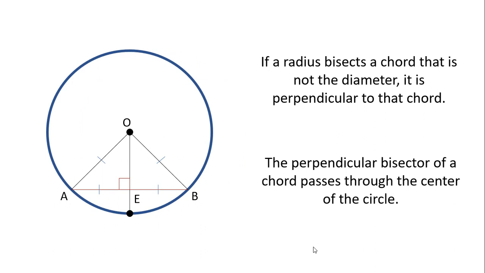And with that knowledge, we can also say that if the radius bisects a chord that is not the diameter, it is perpendicular to the chord. And the perpendicular bisector of a chord passes through the center of the circle.